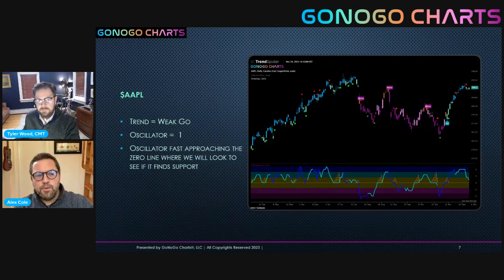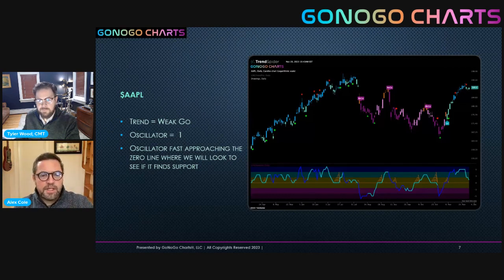finds support. So when we put these three things together, we know we're in a go trend, but seeing some weakness. Momentum is positive, but fast approaching the zero line, and we will look for any support that can be found at that level to tell us whether or not the trend is likely to continue.